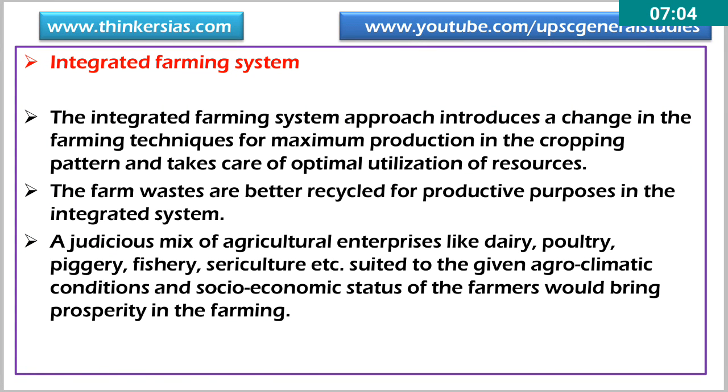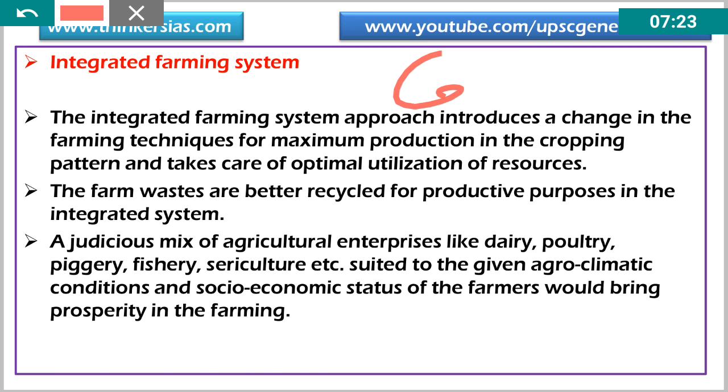An integrated farming system. So the integrated farming system approach introduces a change in farming technique for maximum production in the cropping pattern and takes care of the optimal utilization of resources. So it is important from the prelims point of view. So here the integrated farming system includes cultivation of both crops, that is plants, and animals, honeybees, fishes, chicken, poultry, piggery. So that is integrated farming, okay.